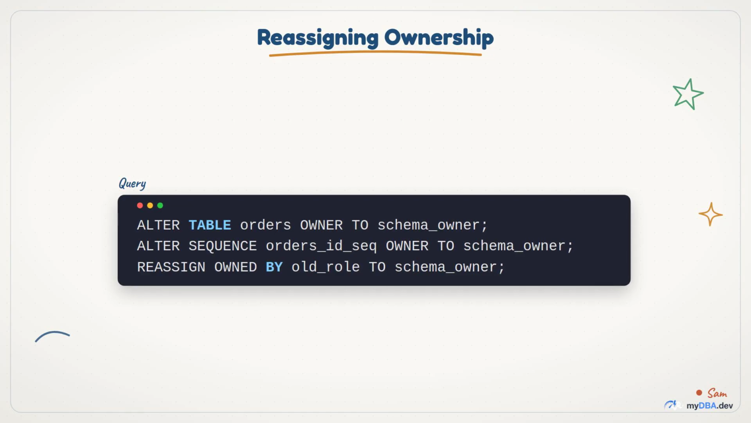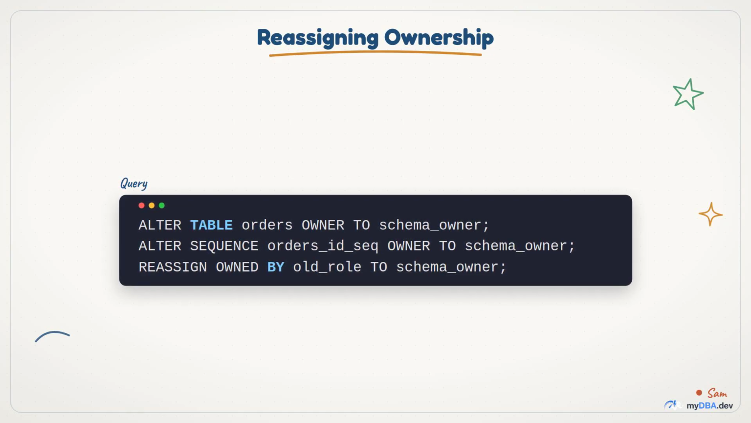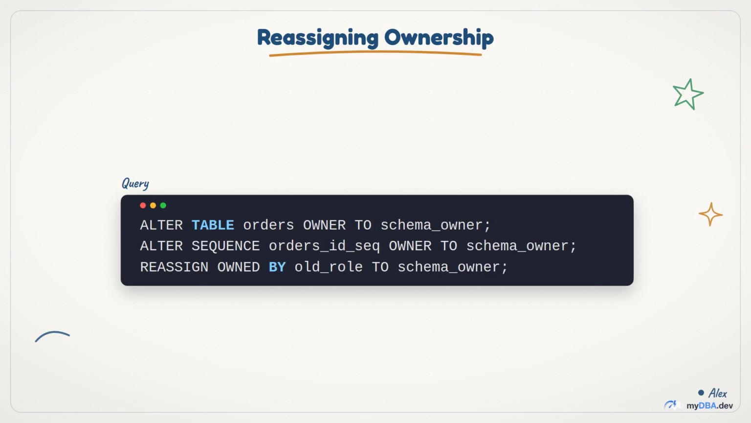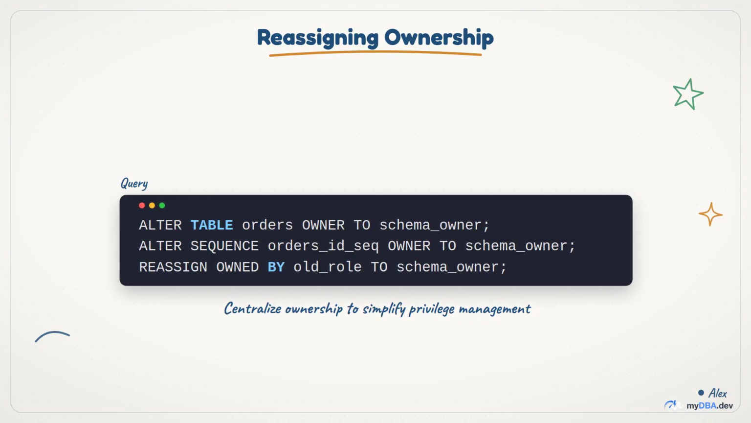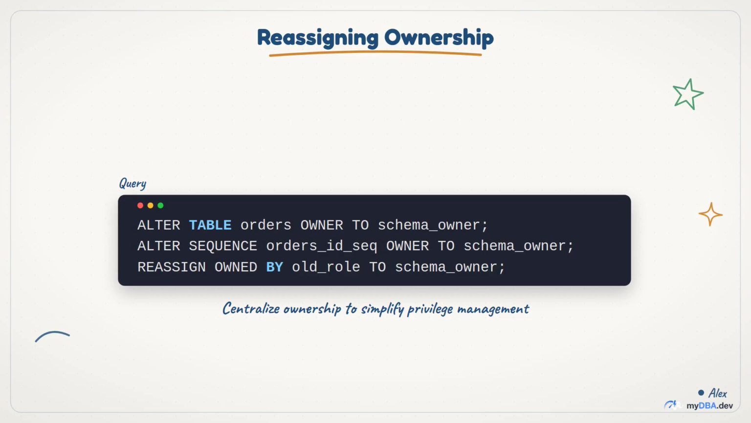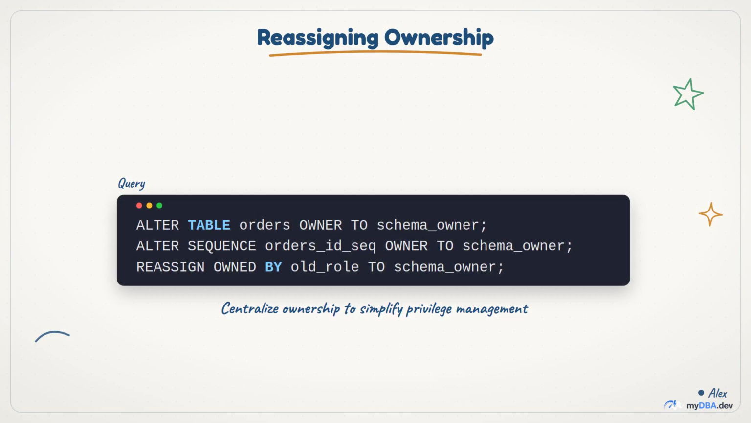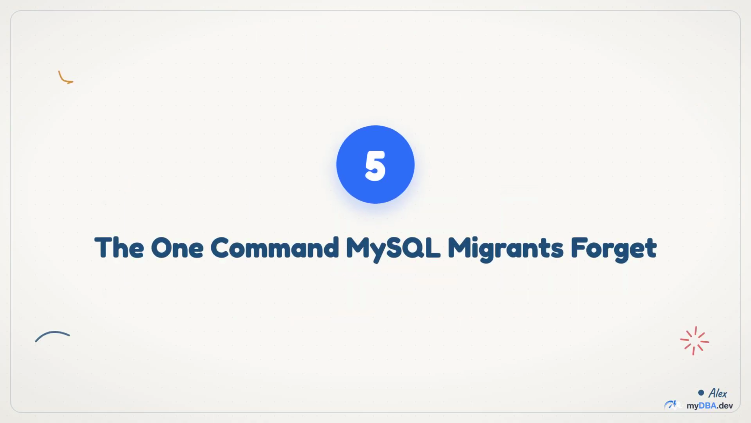So best practice is to have one schema owner role that owns all the tables? Exactly. That role is the owner. You set default privileges for it, and your app roles just get membership or explicit grants. Clean separation of concerns.